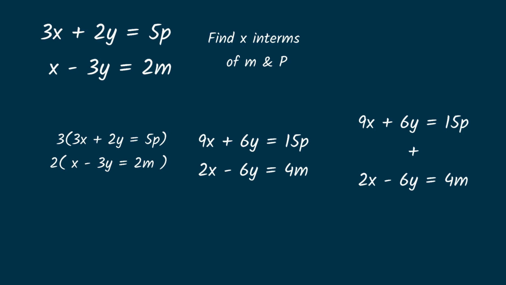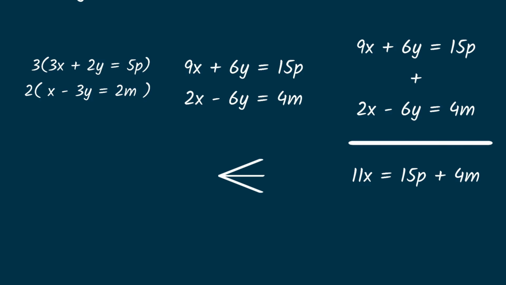We will eliminate y by adding both equations. Then you can simply isolate x by dividing by 11.